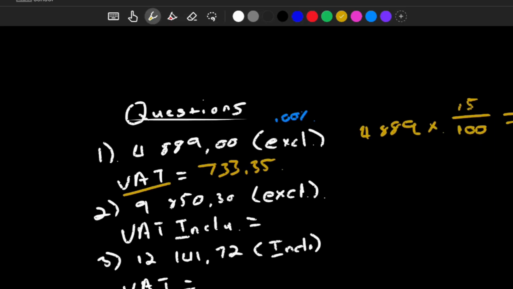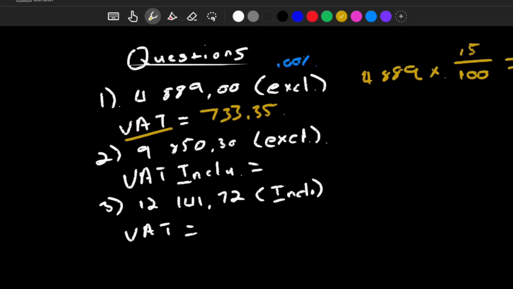733.35, right? If I'm moving too fast for you, the moment you can even pause the video now. Pause the video now, attempt it by yourself for these next two questions. See if you understand what is happening, and then press play once you've done that, so that we see that you got to the same answer, right? Next amount is 9,850.30 cents, excluding VAT amount.